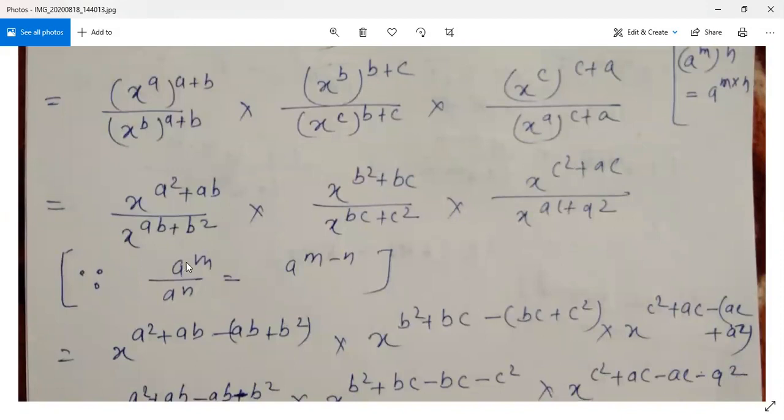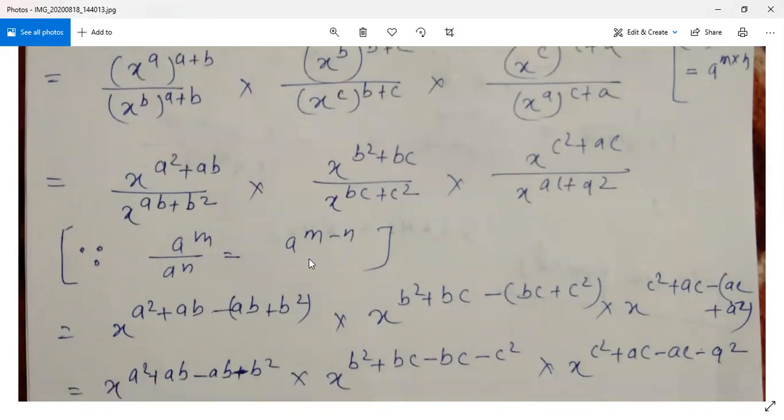Now using the formula a to the power m, the division formula, when the base is same but the powers are different, you have to solve it. That a to the power m upon a to the power n is equal to a to the power m minus n. So you will be subtracting these powers. Okay, but I am telling you the first part. In the same way, you have to solve the second and the third part also.